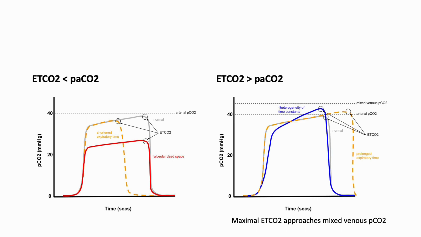Similarly, we can understand why a prolonged expiration would result in a higher end-tidal CO2 as the value approaches that of mixed venous CO2, such that sometimes end-tidal CO2 may be greater than arterial CO2. And this process will be accentuated by increased heterogeneity of time constants. And this is why we say that the alpha angle gives us an index of the VQ status of the lungs, because increased heterogeneity of time constants would result in the slope of phase 2 being less steep and the slope of phase 3 being more steep, increasing the alpha angle and also being associated with an increase in VQ mismatch.